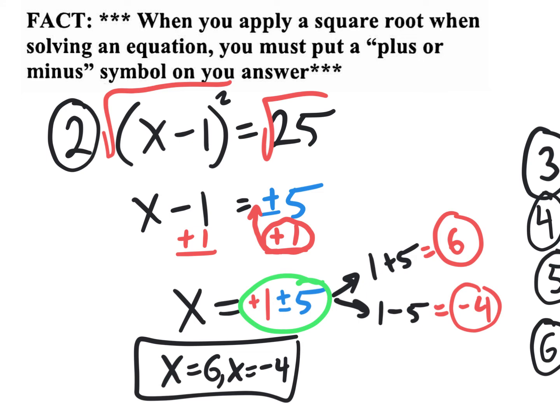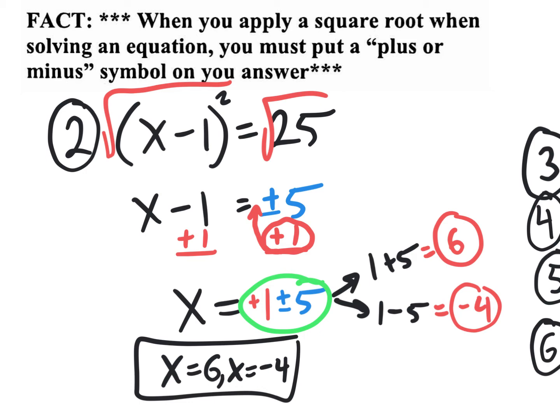Now, let's say you weren't able to add these two together. Like, in a couple of minutes, we're going to end up with imaginary values. You won't be able to add those together, so you would leave it like that. But whenever you can easily add 5 and subtract 5 to the number 1, please do it and get your two answers.